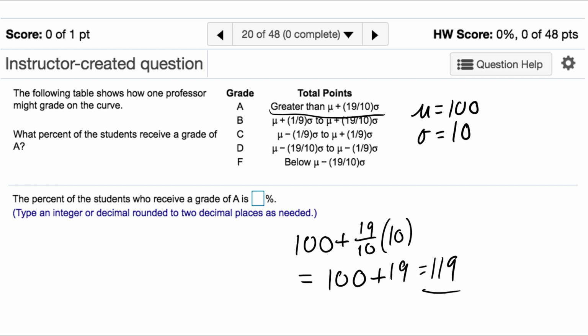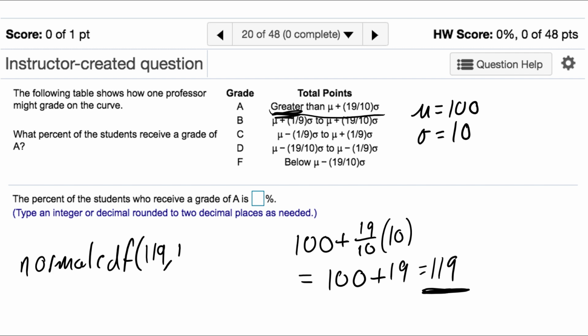And so if you remember, this is a normal distribution problem. With the normal distribution problems, we have two different calculator functions we use, the normal CDF and the inverse norm. If we have a score and we're looking for a percentage, which is what we're doing here, then we will use the normal CDF function. So normal CDF. In this case, we're wanting greater than this thing, the mean plus 19/10 of a standard deviation. So 119 is our lower.